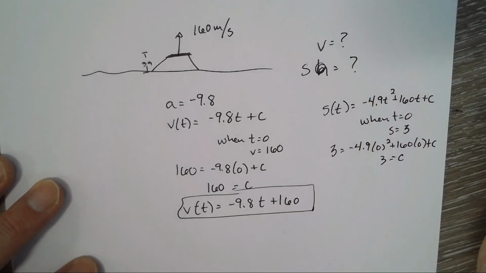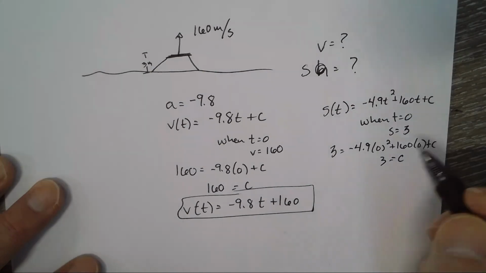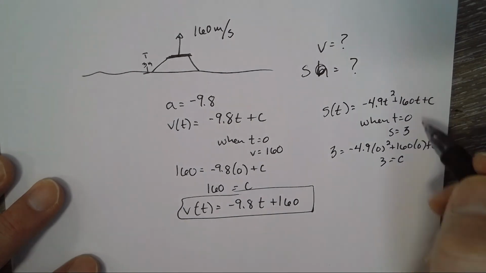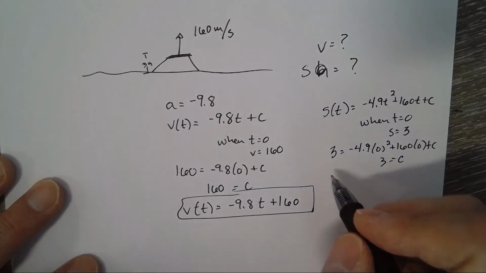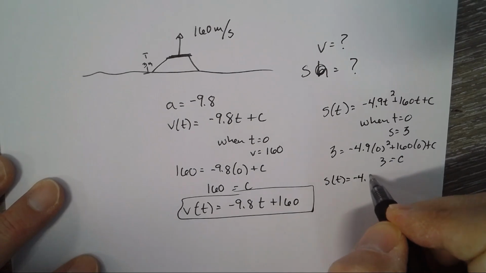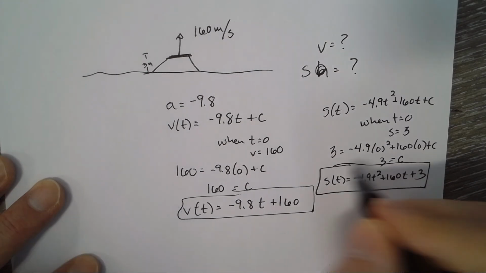It is in these cases, but don't get in the habit of just saying c is 3 because that's our initial value. So S of t would be negative 4.9 t squared plus 160 t plus 3. Position at any given time of the heavy projectile.